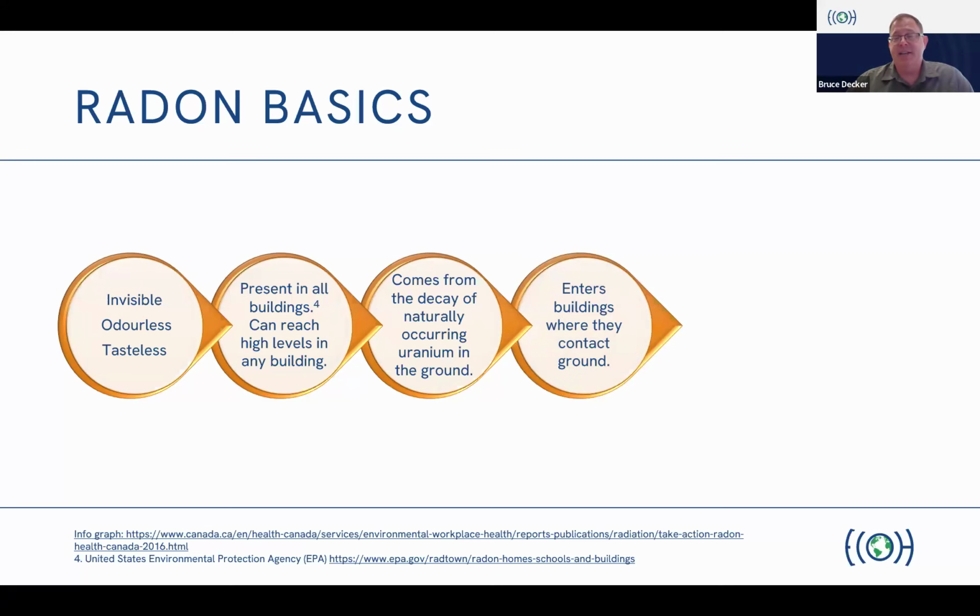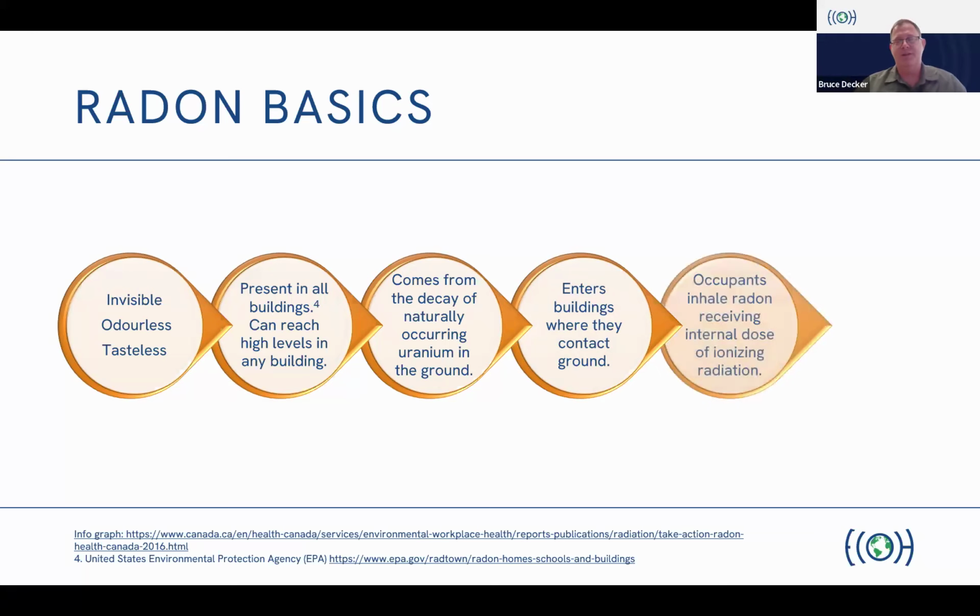So it's in the soil, guaranteed it's going to be there, and it enters the building anywhere the buildings contact the ground. And in 28 years of experience and more, I found that all buildings tend to touch the ground in one way or another. So all buildings are susceptible. When the radon finds its way into the building and accumulates to higher levels, the occupants inhale that radon and they receive an internal dose of radiation, which is much different than an external dose. So that's one of the reasons why radon is such a concern. It's an internal dose.